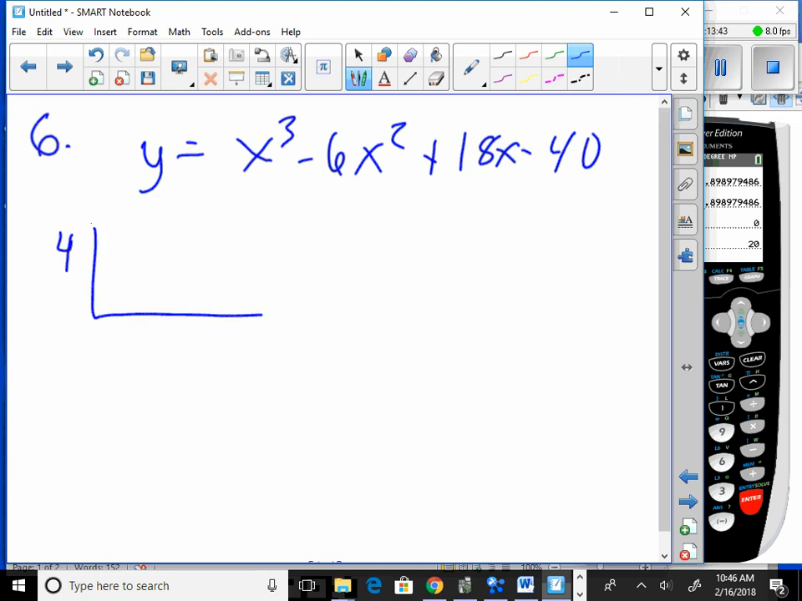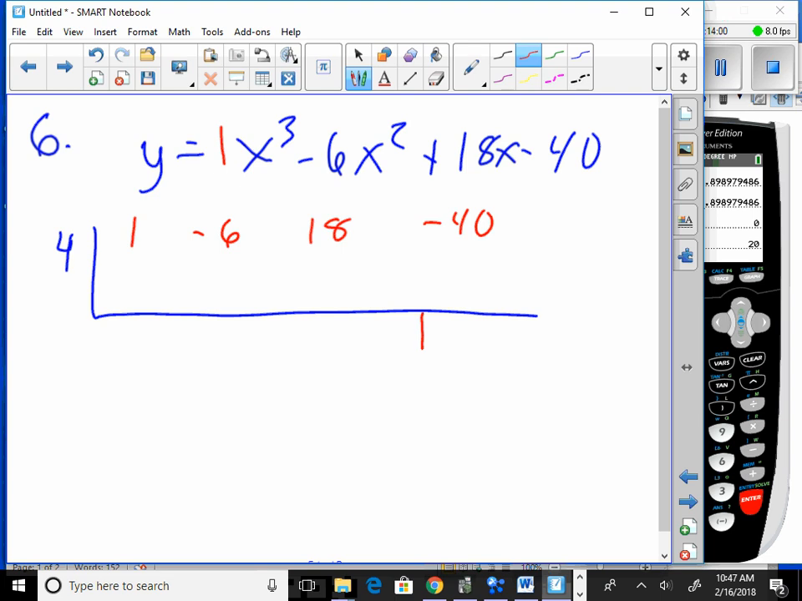I'll have the 4 here, and then you have to make sure all your powers are accounted for. So I have an x cubed, an x squared, an x to the first, and a constant. So I don't have to put a 0 in for anything, but I do need to put a 1 in front of the x cubed. So I use the coefficients of 1, negative 6, 18, negative 40.